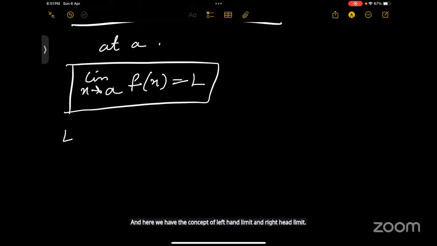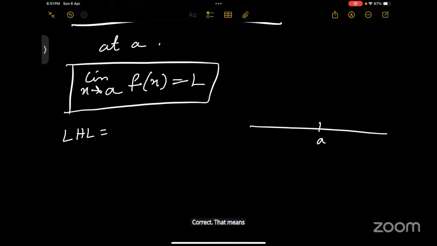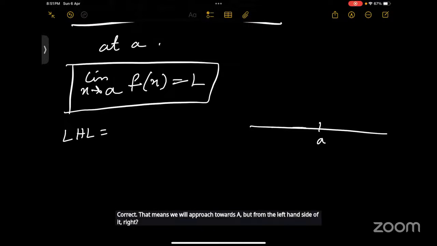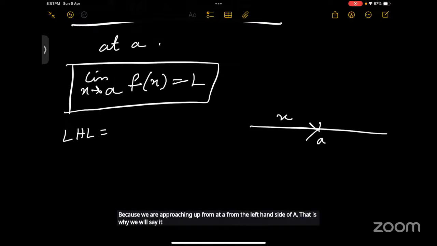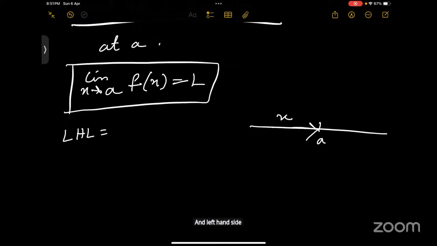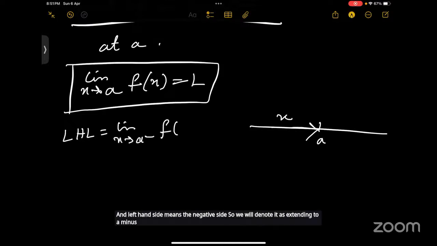And here we have the concept of left hand limit and right hand limit. What was the left hand limit? We approach a from the left hand side of it, that means the negative side. That is why we say it is a left hand limit. So we denote it as x tending to a minus, right?